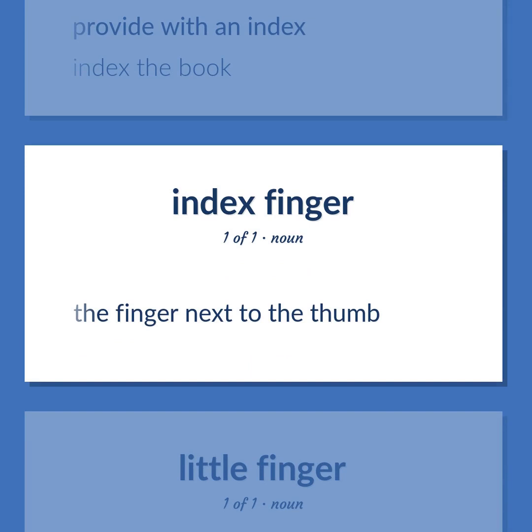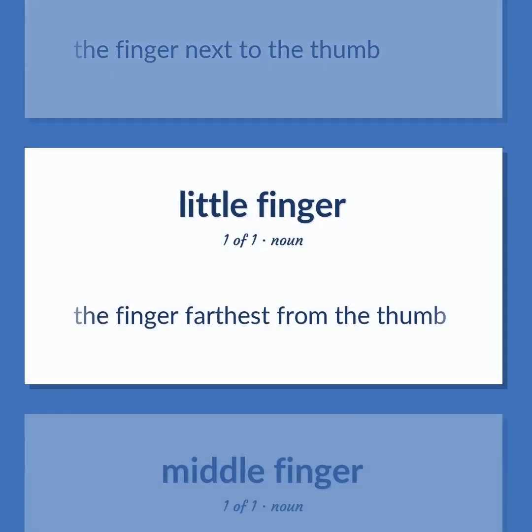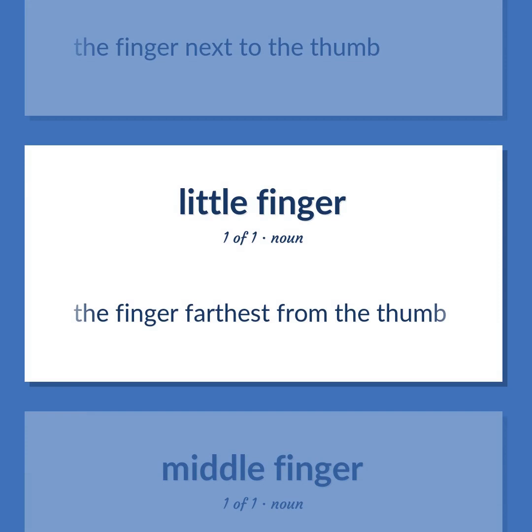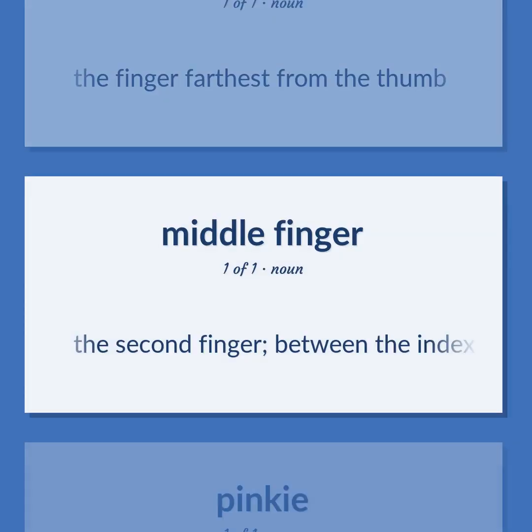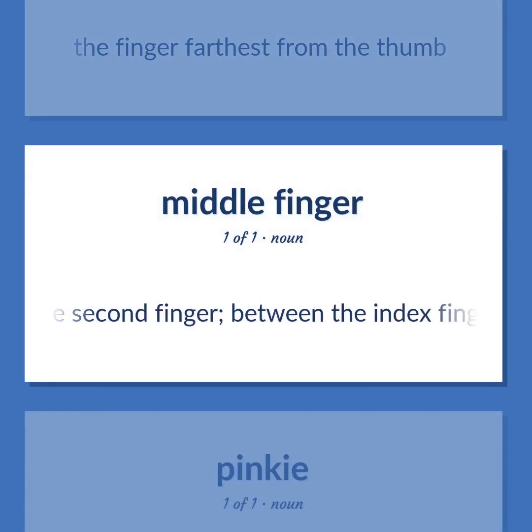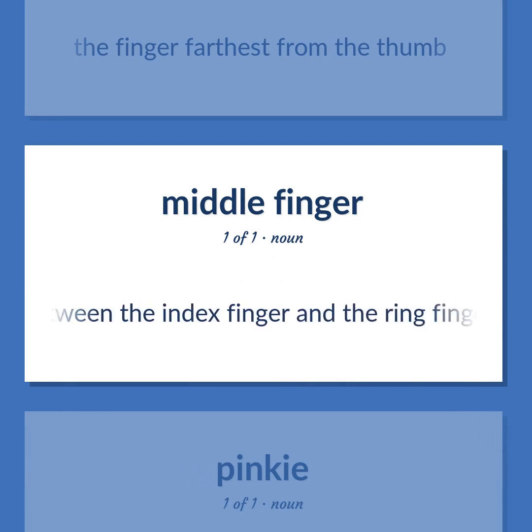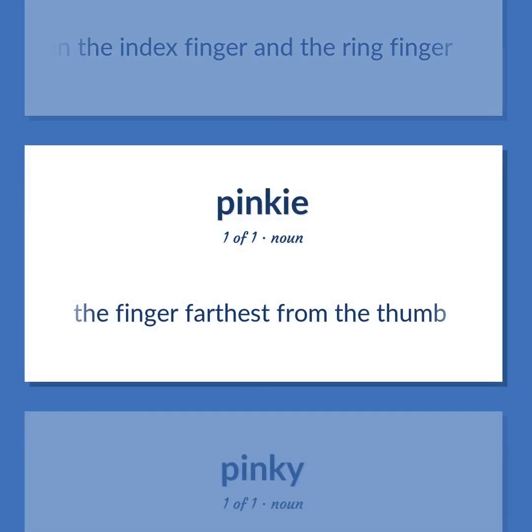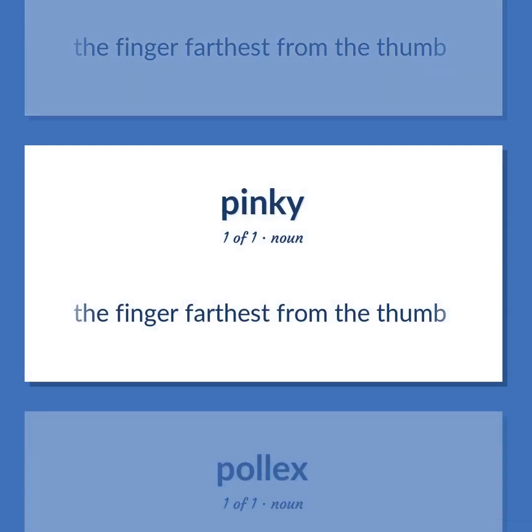The finger next to the thumb. The finger farthest from the thumb. The second finger, between the index finger and the ring finger. The finger farthest from the thumb.